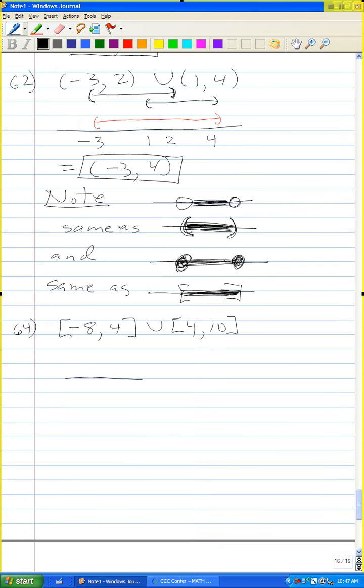And so I have here -8, 4, 10. And so I have the closed interval from -8 to +4, and the closed interval from 4 to 10. Therefore, the union of those includes everything from -8, including 4, because they both include 4, up to 10. And so your answer is the closed interval from -8 to +10.